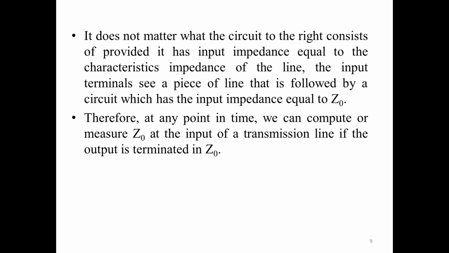Therefore, it does not matter what the circuit to the right consists of, provided it has input impedance equal to the characteristic impedance of the line. The input terminal sees only a piece of line that is followed by a circuit which has the input impedance equal to Z0. Therefore, at any point in time, we can compute or measure Z0 at the input of a transmission line if the output is terminated in Z0.